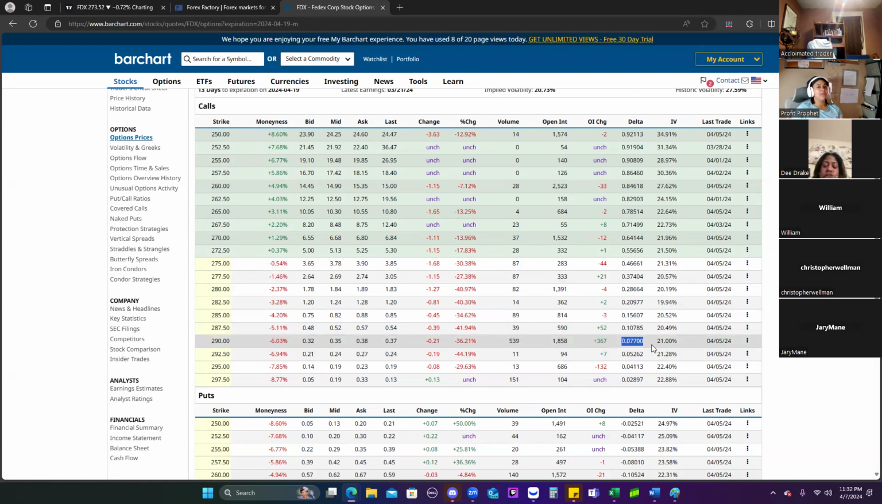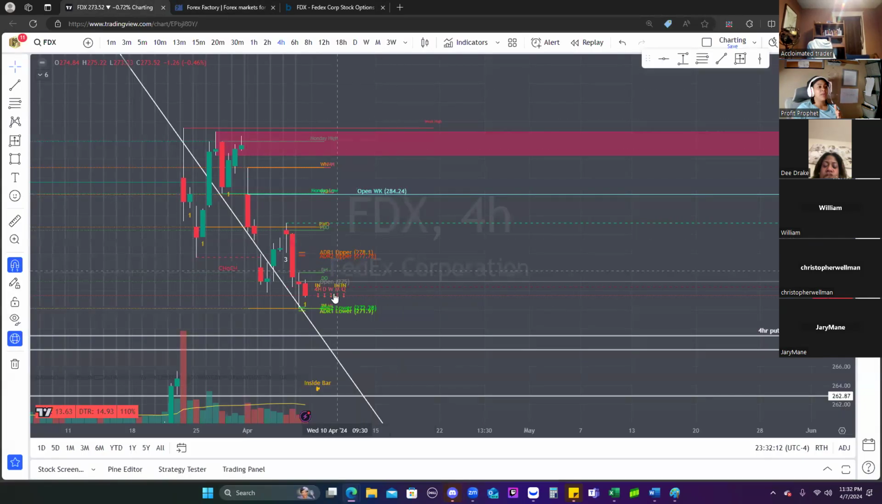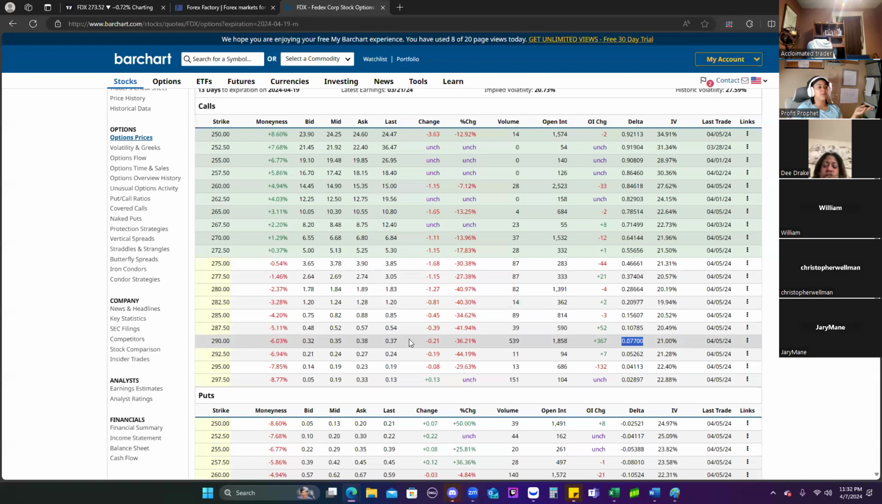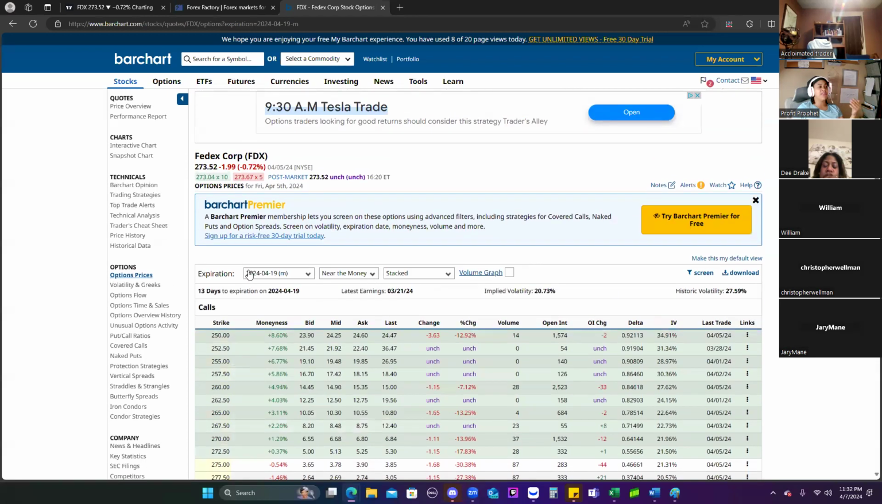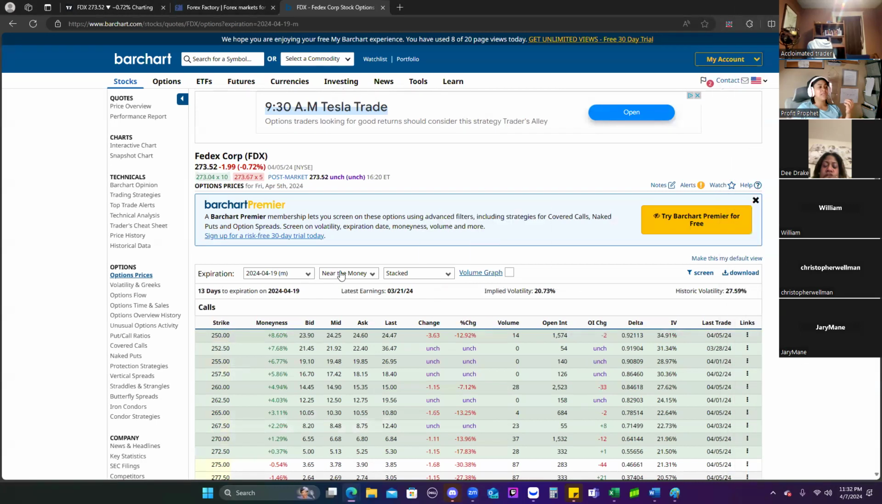I'm not a fan of the delta on these. That delta is hella low. But if they want to swing us up, which the market's the market, we could come right up to like 280. So it is plausible, it is possible. And these are not the weekly expiration, these are the week after. I believe these are the monthly expiration. Yeah, the 19th. So something to bear in mind.